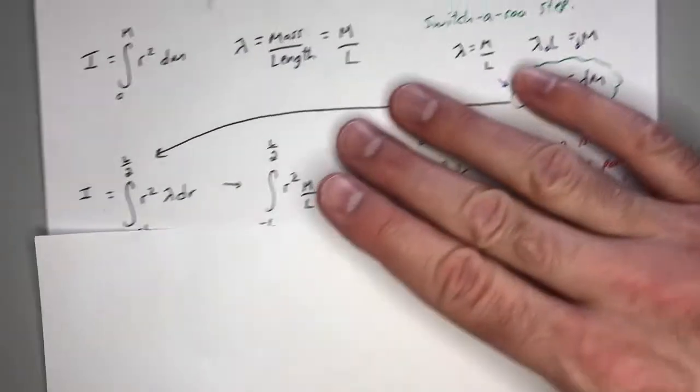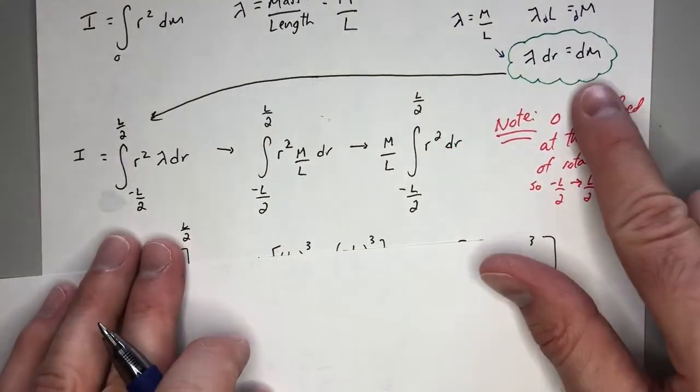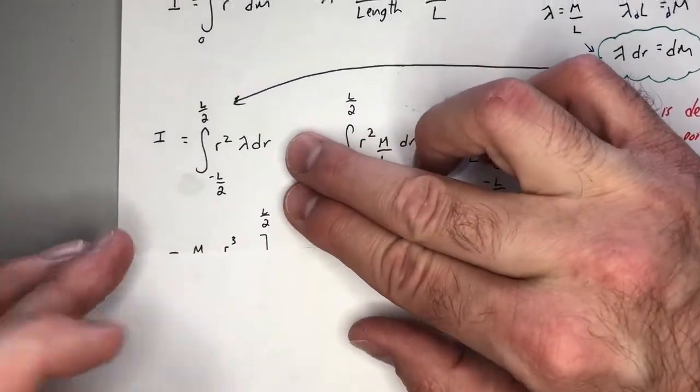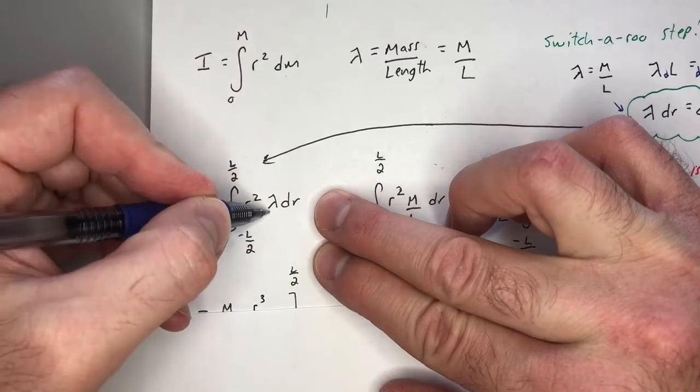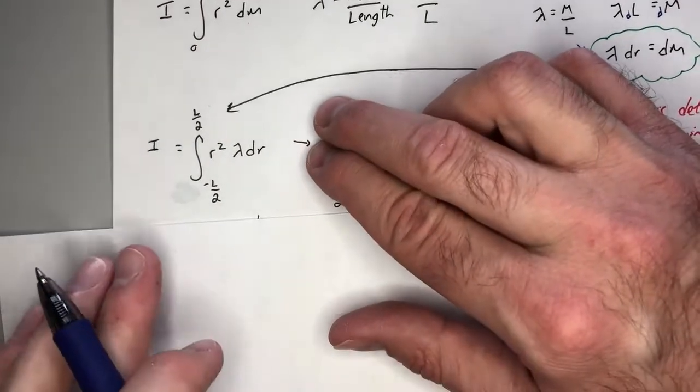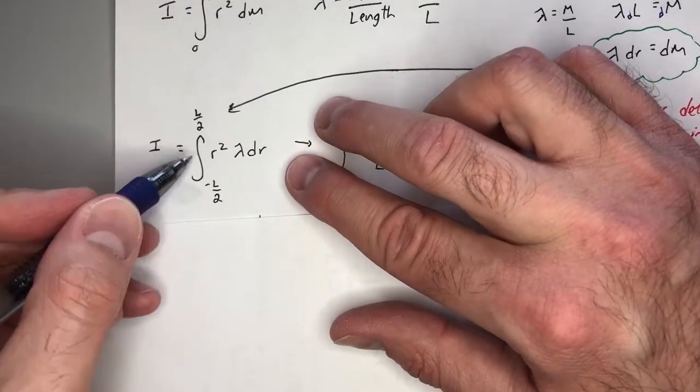Okay, so we're gonna go over here. We're gonna say, hey, dm is lambda times dr. So I just made that substitution. You can see dm is gone, and I called it lambda dr. You're like, okay. Now, unlike our last situation, we're going from 0 to L.